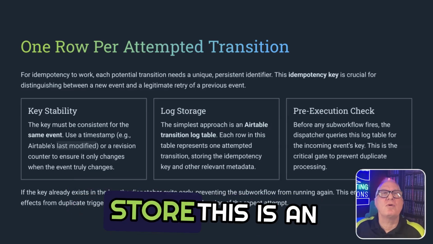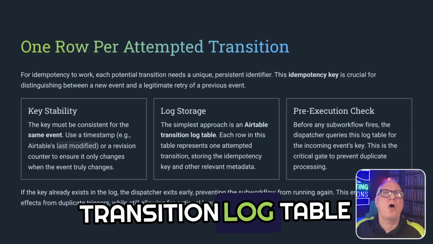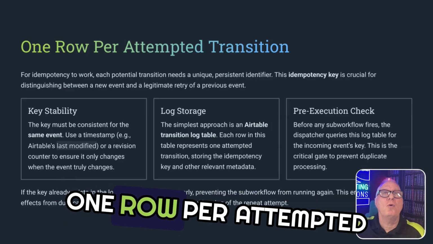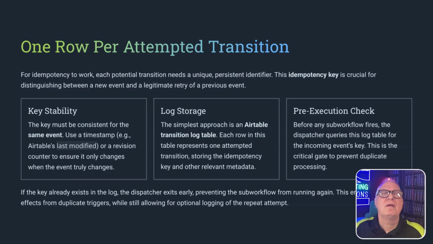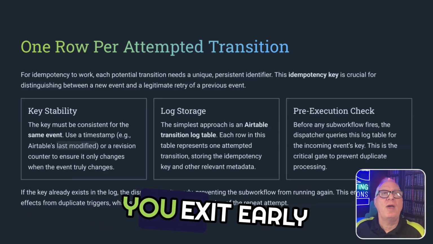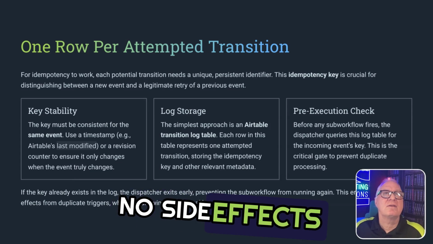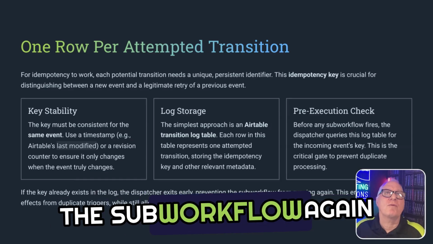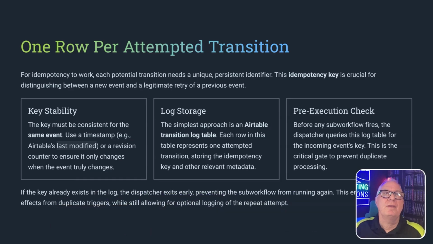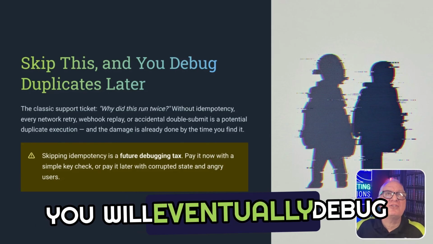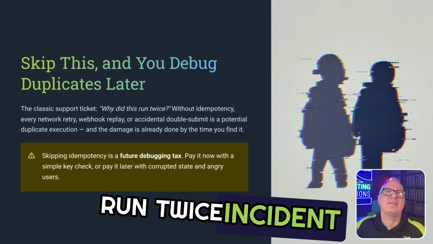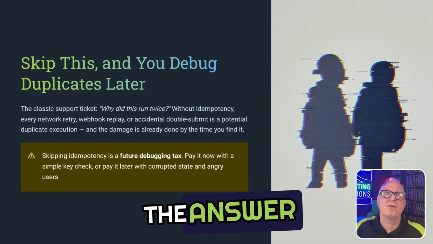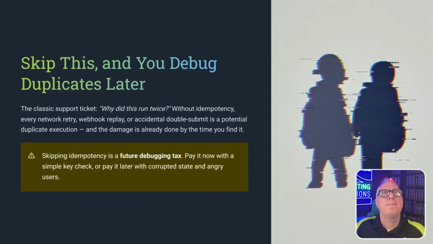The simplest place to store this is an Airtable transition log table. One row per attempted transition. The dispatcher searches for the key. If it already exists, you exit early. No side effects. You can still log that it was a duplicate if you want, but you don't run the subworkflow again. If you skip this, you will eventually debug a "why did this run twice" incident. And you won't like the answer, because it's usually because distributed systems.